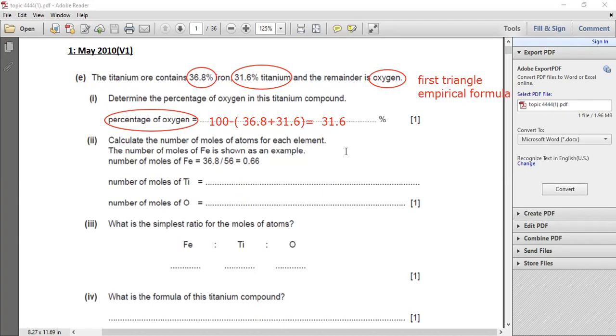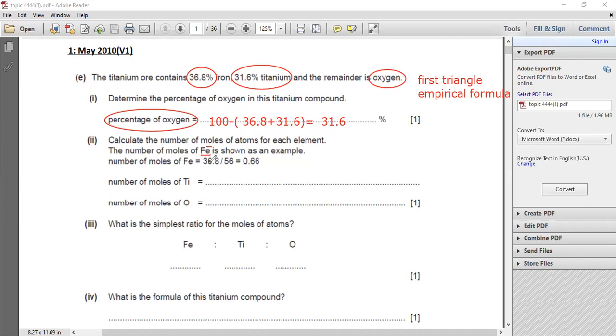Kindly, if there is any comment about any point, ask me. Just raise your hand. I will repeat. Okay? So everyone should ask me. Please. This is for you. Question: look what he said here. Calculate the number of moles of atoms for each element. The number of moles of iron is shown as an example for you.